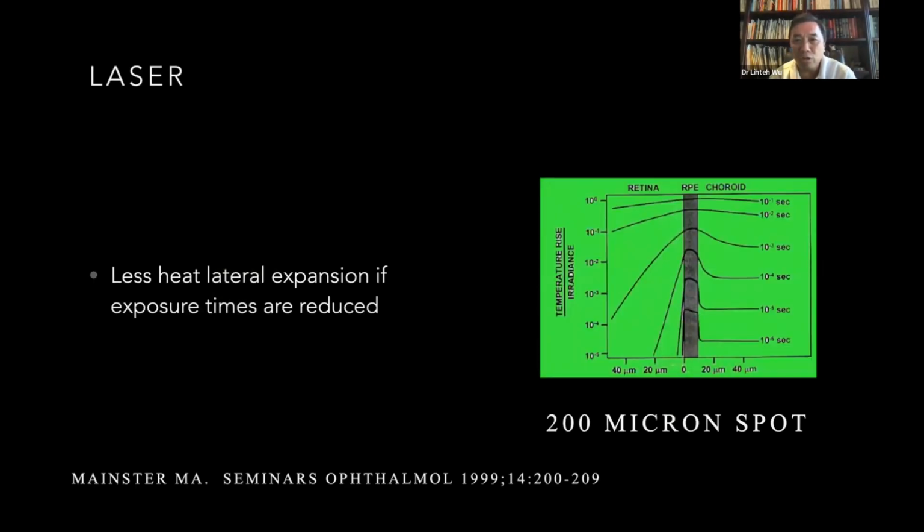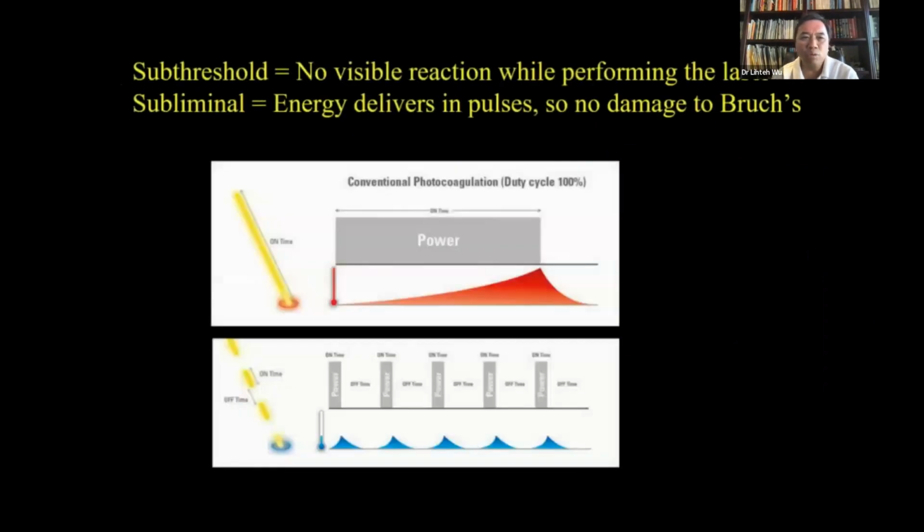Here is a chart where you can see that if we target the RPE, and we want just to limit the energy delivered to the RPE, we can reduce the exposure times, and you can see we have a tighter target once we make the time less and less. If the time is wider, we also affect the choroid and the retina in the vertical direction, and also laterally, we are expanding the heat wave. When we talk about subthreshold, again, it means that there's no visible reaction while performing the laser.